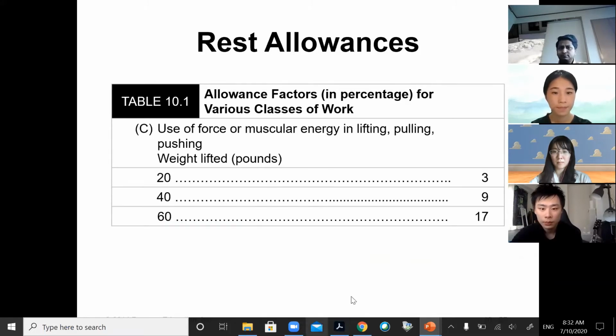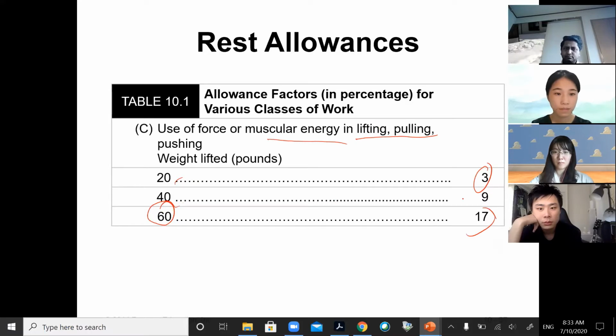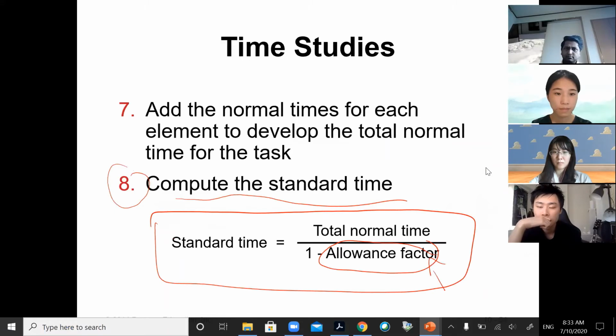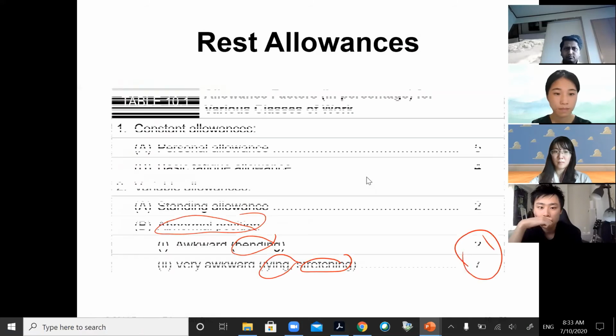Okay, use of force. These are from standards, from tables. Standard tables are given for us to do the calculation. For example, muscular energy in lifting: you need energy for 20 pounds of weight, so you're given 3% more allowance. If it is higher weight, the allowance given goes up to 70%. Remember, it's going to be added here, so it will increase your standard time if you increase the allowance factor. We'll see the example of this.